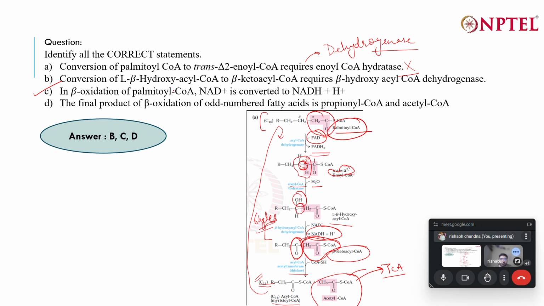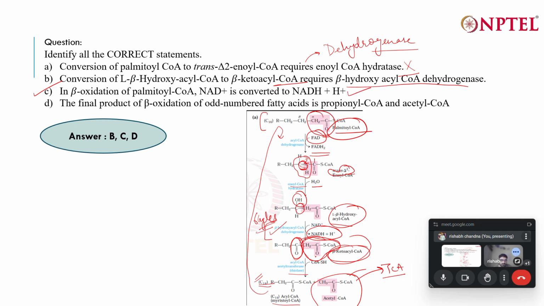Then conversion of L-beta hydroxyacyl coenzyme A to beta ketoacyl coenzyme A requires beta hydroxyacyl coenzyme dehydrogenase. Okay, so yes, this is correct. So from beta hydroxyacyl coenzyme to beta ketoacyl coenzyme, it requires beta hydroxyacyl coenzyme dehydrogenase. Then in beta oxidation of palmitoyl coenzyme A, NAD plus is converted to NADH and H plus. Yes, this is also correct.